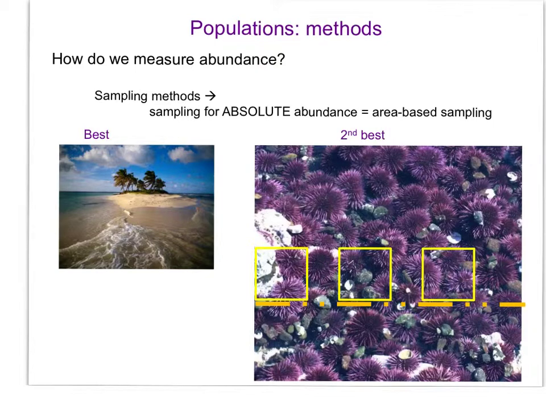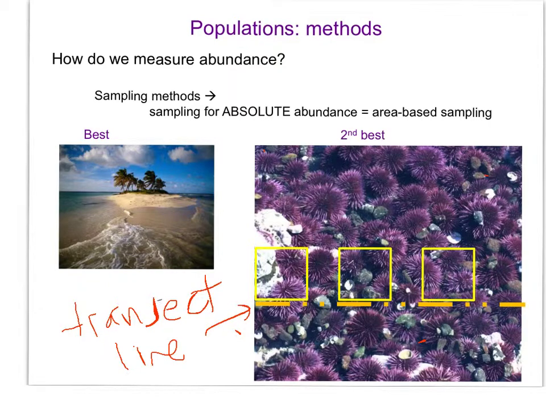So there's different ways of placing your quadrats around. You can place quadrats at random points within a larger area. You can place them along a line that we will call a transect line. Okay, and there's different ways of utilizing a transect line, but one way would be to place your quadrats evenly spaced along a transect line.